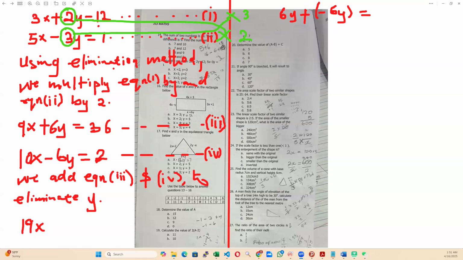I just have to remove this thing. So it will give me minus 12y. Am I right? Easy. What are we doing? We are doing the elimination method. Can't you know that we're eliminating y? Why are you getting minus 12y again? I say 6y plus bracket of minus 6y.